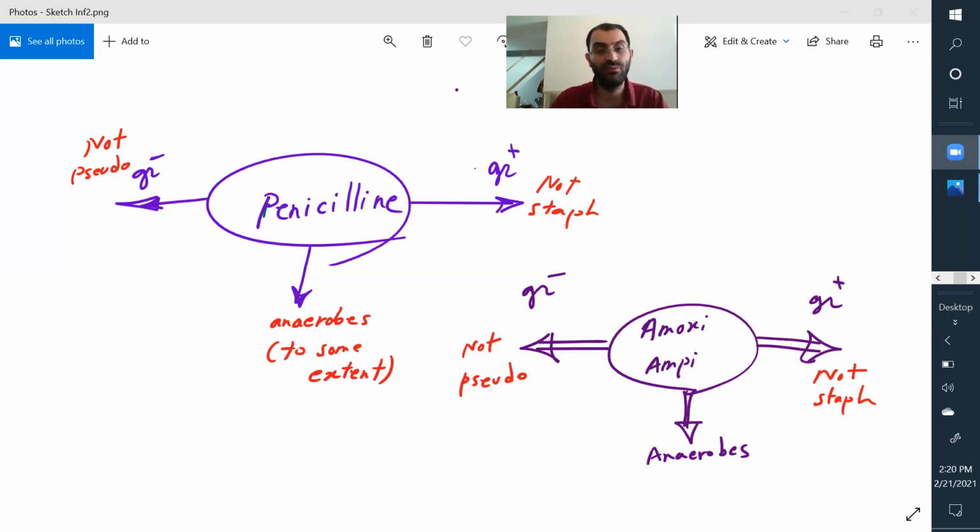ENT germs are Strep pneumoniae, Haemophilus influenzae, Moraxella catarrhalis. These are ENT germs. Sinusitis, otitis, pharyngitis, upper respiratory tract infection.